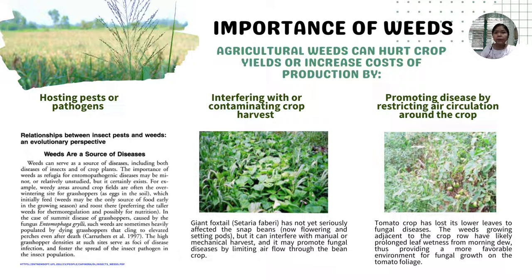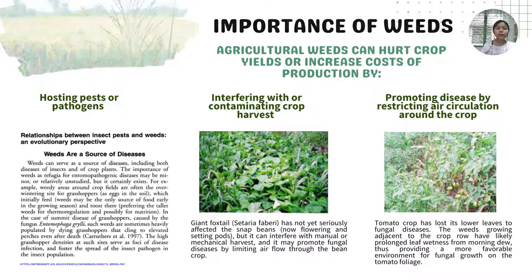The last one is promoting disease by restricting air circulation around the crop. This is in relation to the example I gave earlier. For this picture, the tomato crop has lost its lower leaves to fungal diseases. The weeds growing adjacent to the crop row have likely prolonged leaf wetness from morning dew. Of course, early in the morning you would notice the weeds and the crop of interest covered with dew. And when morning dew is present, what would happen? It is a more favorable environmental condition for the growth of fungus on the foliage of tomato. That is why our tomato lost its lower leaves: fungi attacked them because the weeds grew densely and there was no proper air circulation.